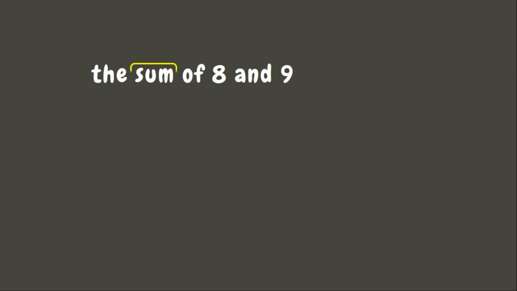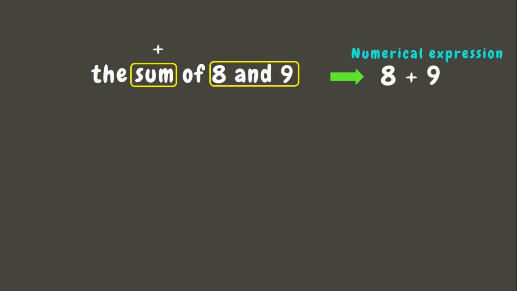Let's take a look at this one. We have the sum of 8 and 9. Can you translate this into a numerical expression? Great job! We have here the keyword sum, which represents addition. This means that we need to add 8 and 9. So that is 8 plus 9. And this is an example of a numerical expression.